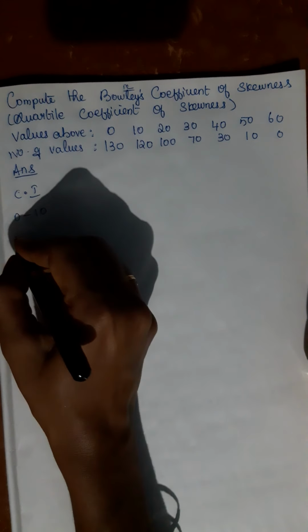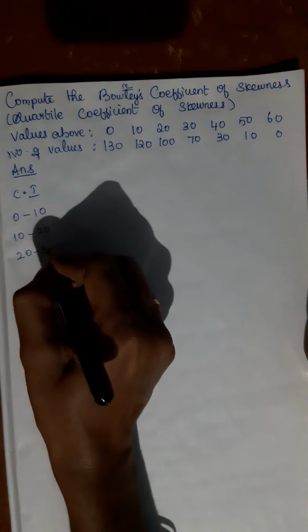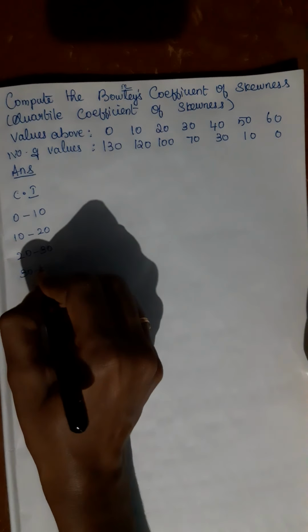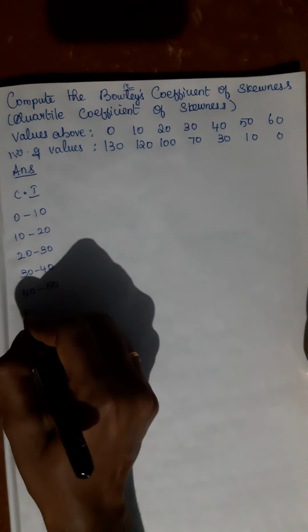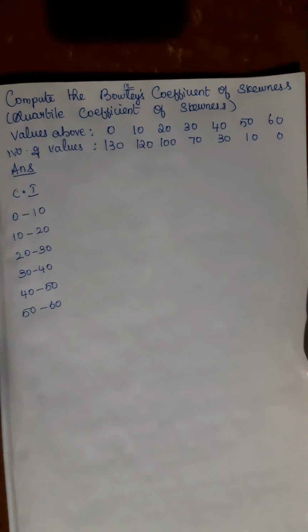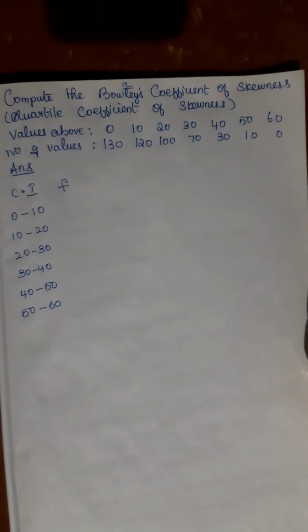So I am writing the class intervals. The clues for the class intervals are in the problem: 0, 10, 20. So the class intervals should be 0 to 10, 10 to 20, 20 to 30, 30 to 40, 40 to 50, 50 to 60. I can stop with this 60 because above 60 there are 0 values. Okay. Now I need the frequencies of each class.